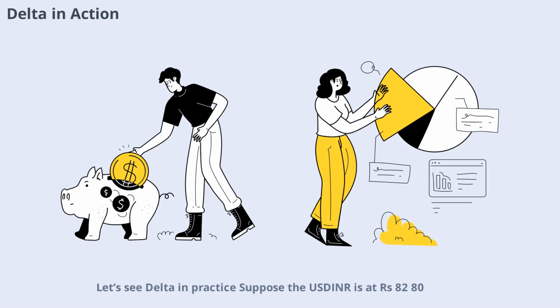See delta in practice. Suppose the USD INR is at Rs 82.8 and you hold a call option with a delta of 0.55. If the underlying price rises by 0.2, the option premium increases by 0.11, that is 0.2 x 0.55. If the price falls by 0.2, the premium decreases by 0.11. This calculation assumes other factors remain constant. Delta helps you estimate potential gains or losses as the market moves.